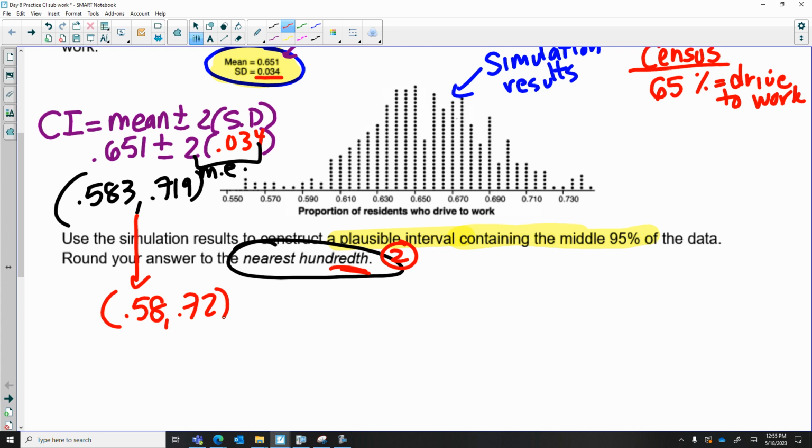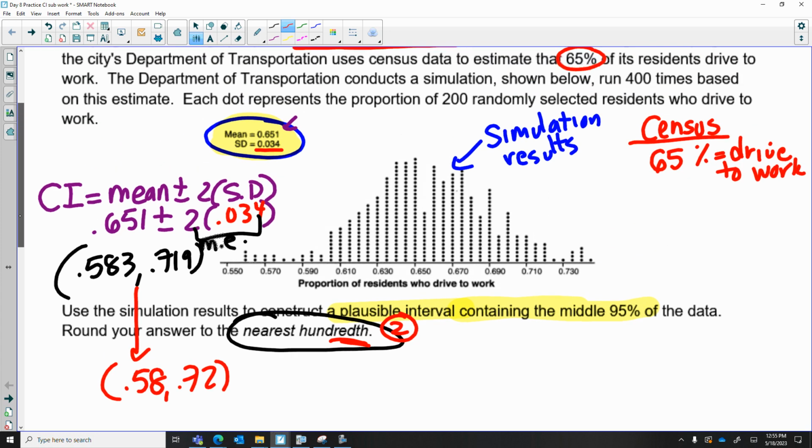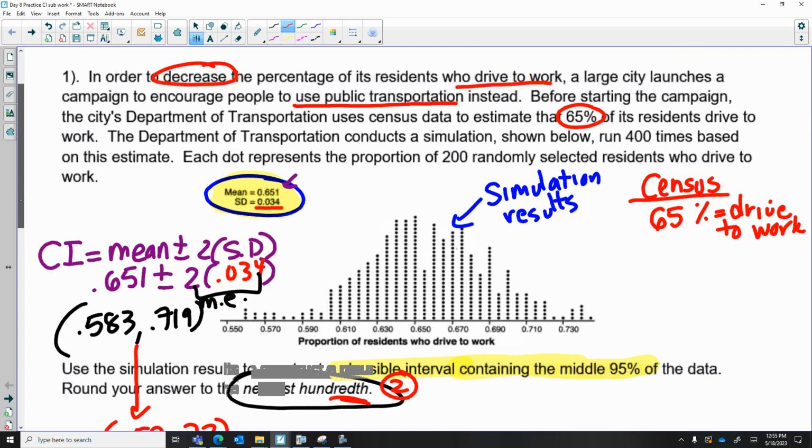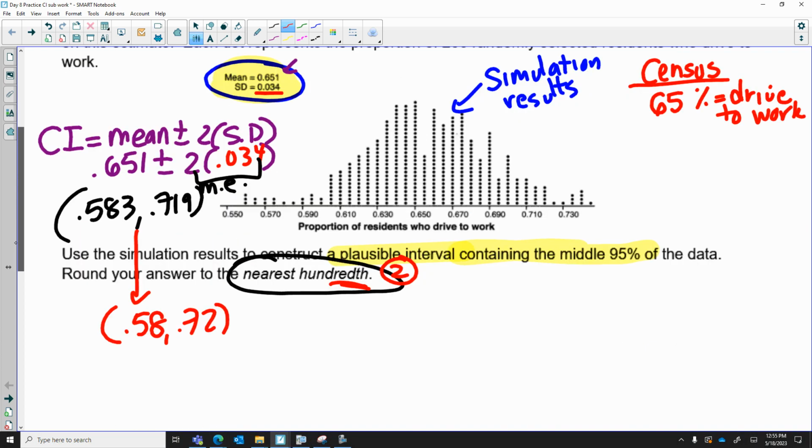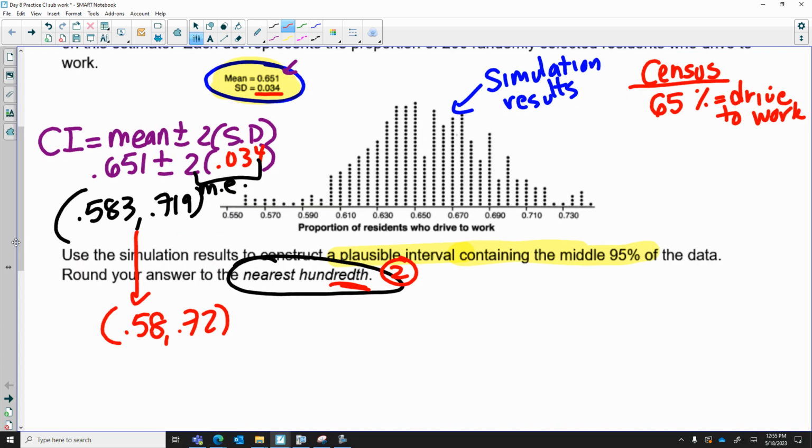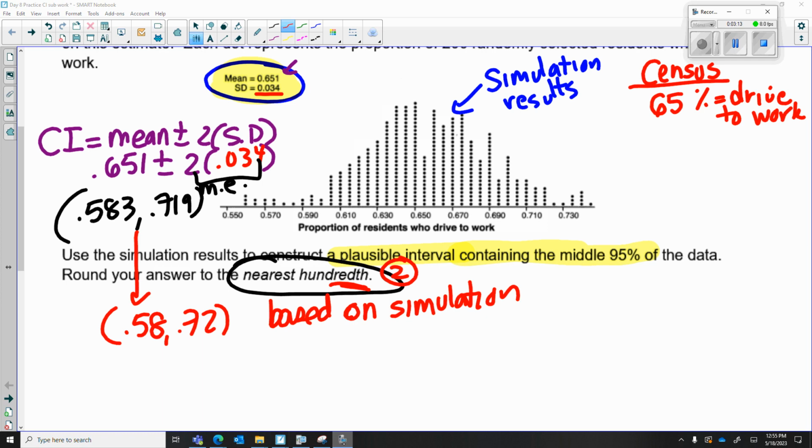So basically what this means is I'm 95% confident that the true proportion of residents who drive to work in the city is between 58% and 72%. So that is based on the past census data, based on the simulation, which was based on the past census data, okay? So now we're going to look ahead at the subsequent question.